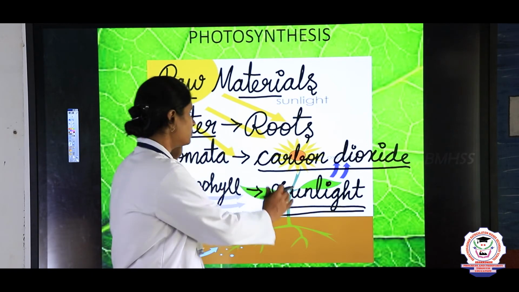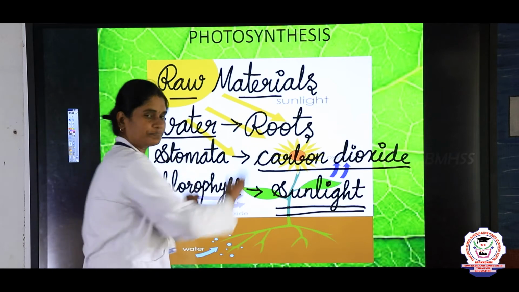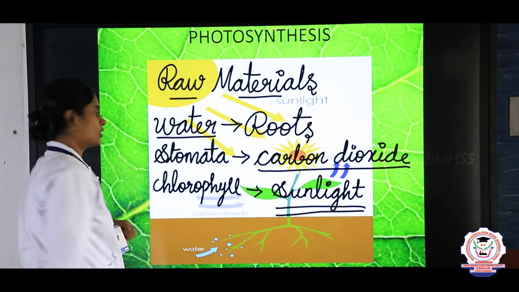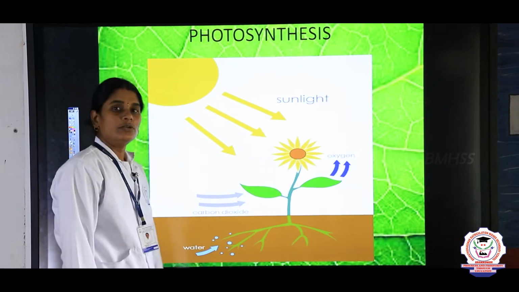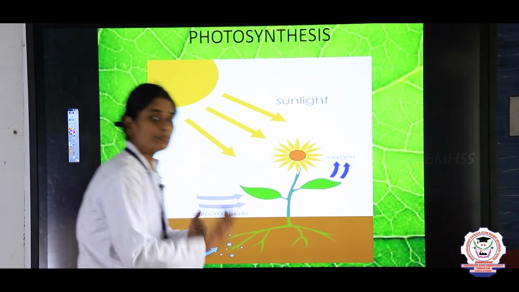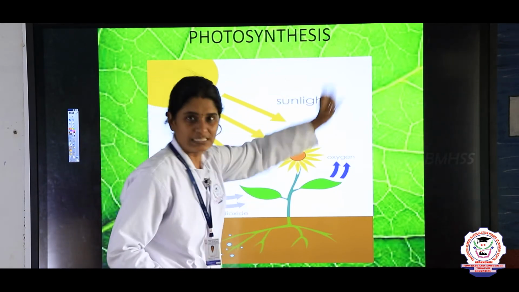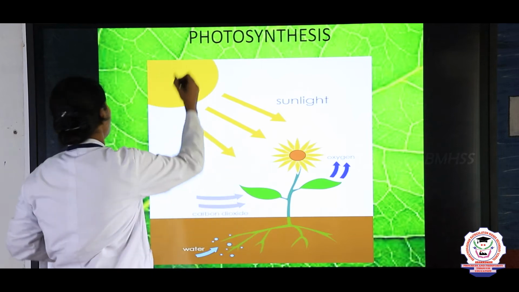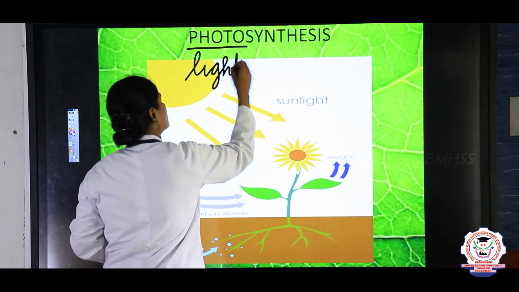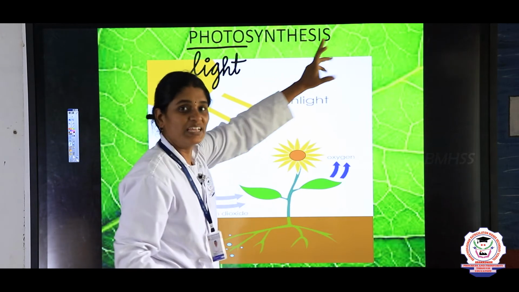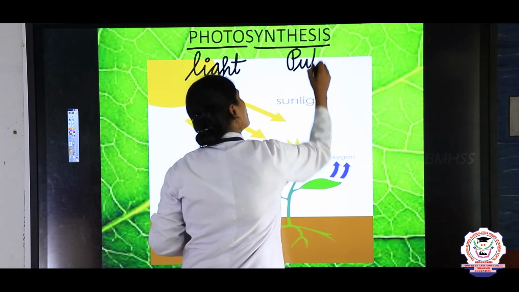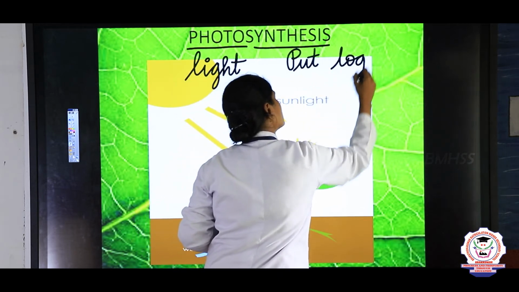So, now once it takes up the sunlight, this process is called photosynthesis. So, the plant takes up all these raw materials, right. This process is called photosynthesis. Photo means light. And synthesis means put together.